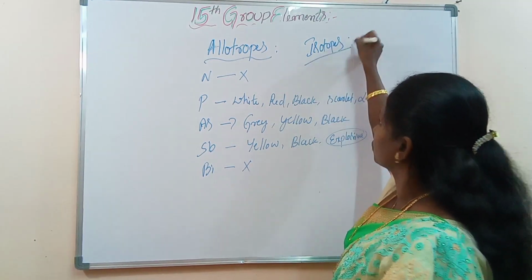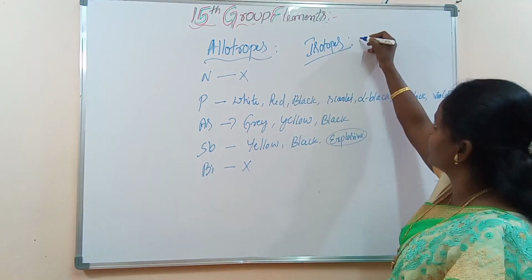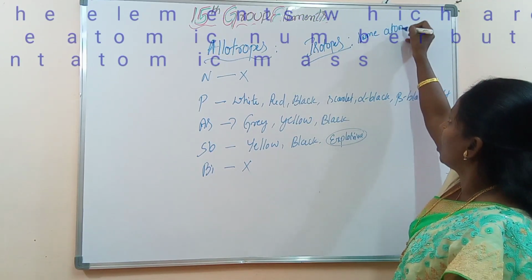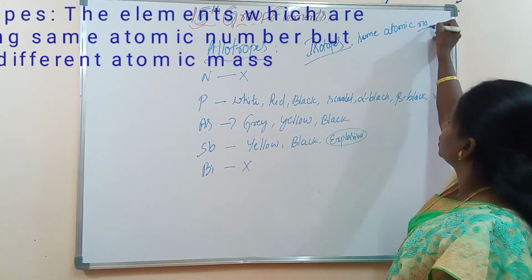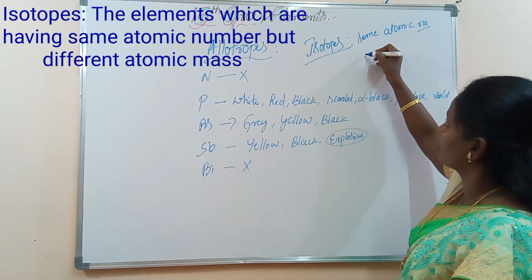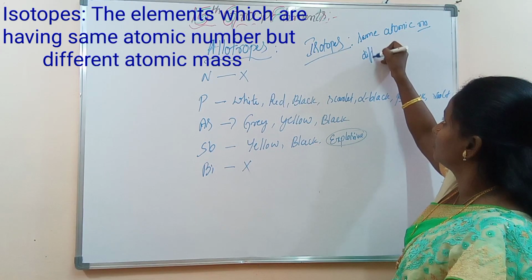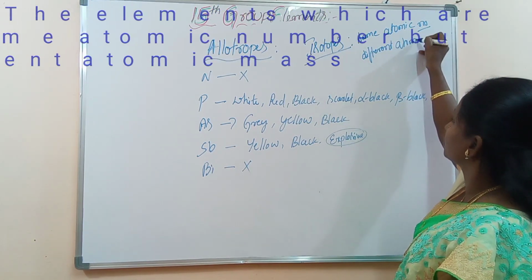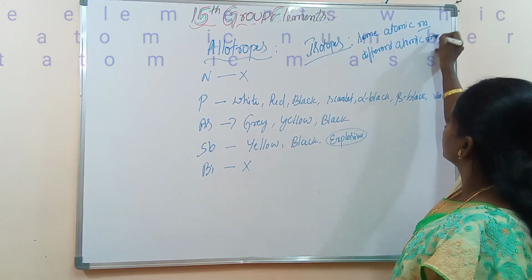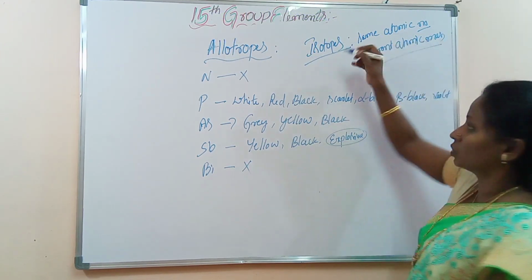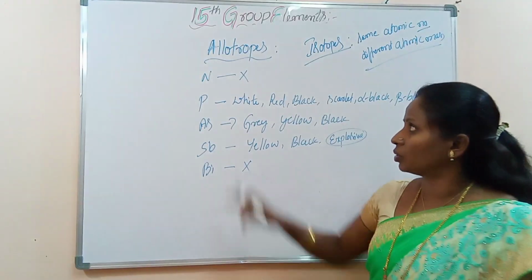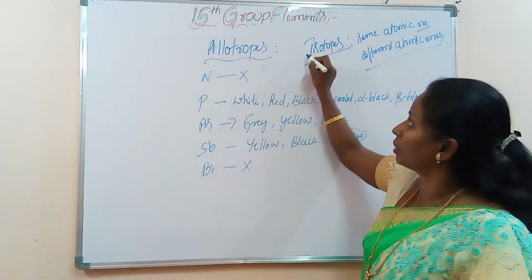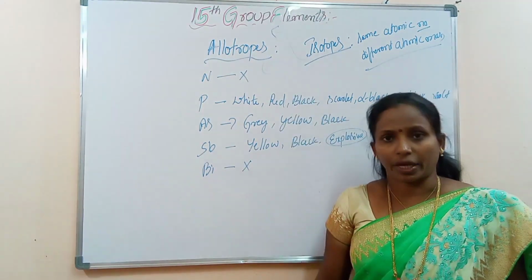Next, isotopes. What are isotopes? They have the same atomic number and different atomic mass. So these are isotopes. All elements have isotopes, and all 15th group elements have isotopes.